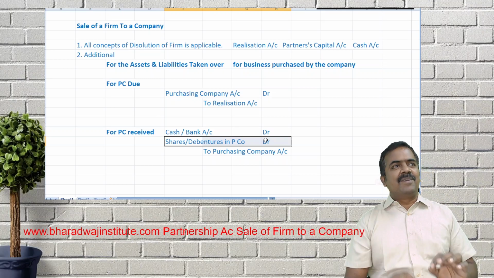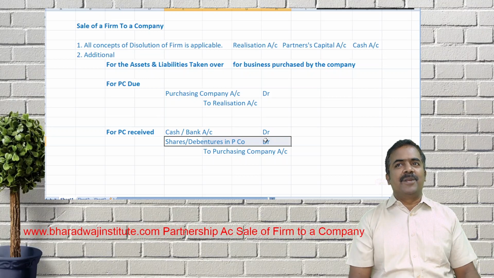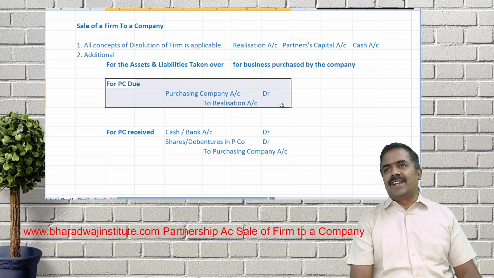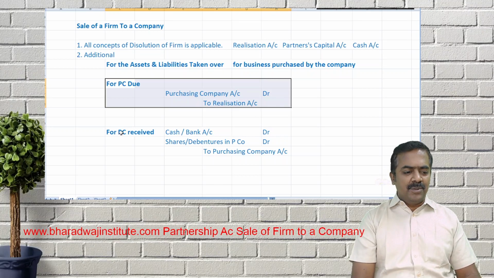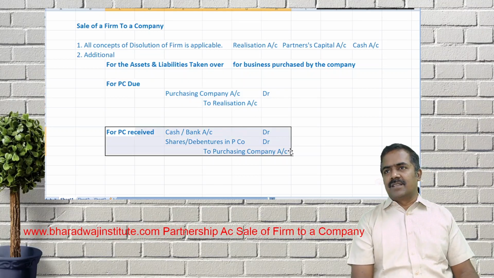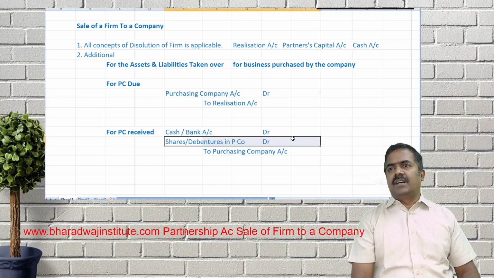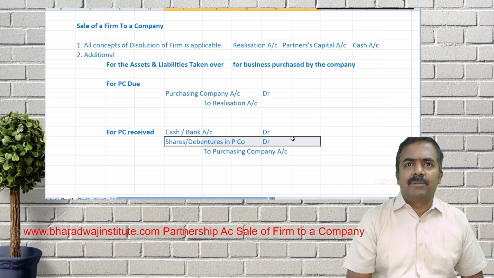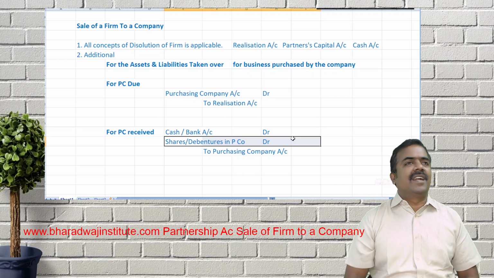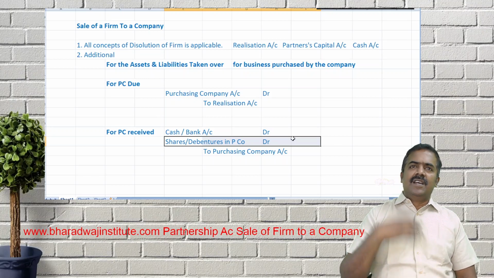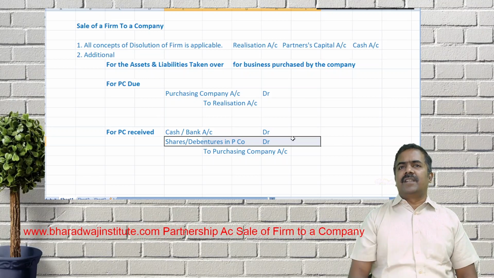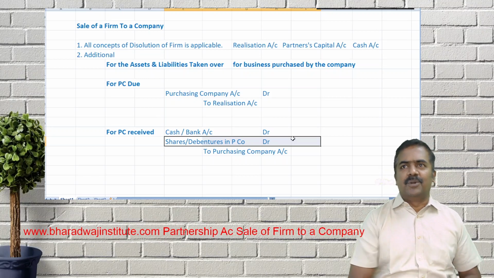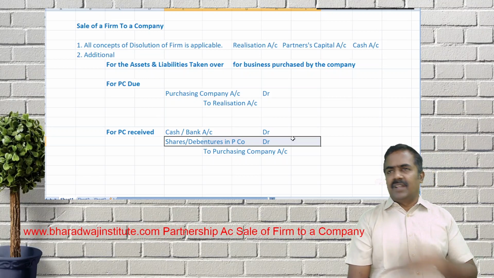Normal dissolution, sale of a firm to a company, any difference? Pass the entry for the assets and liabilities taken over. That is purchase consideration due. Then record purchase consideration received. The shares and debentures allotted by the purchasing company will be used for discharging the partners' capital, or partners will get allotment of shares and debentures. Depending upon the ratio, either they may share it in capital ratio or they may get it in profit sharing ratio.